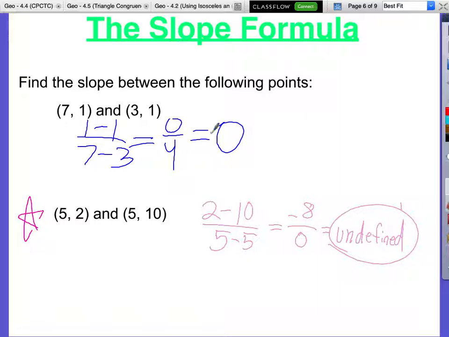Okay, so 1 minus 1 equals 0, and then 7 minus 3 equals 4. If you divide 0 by 4, that equals 0. Done. So when 0 is in the y spot, it is 0, and when 0 is in the x spot, it is undefined. Very good. Okay, any other questions for Mr. Depew?